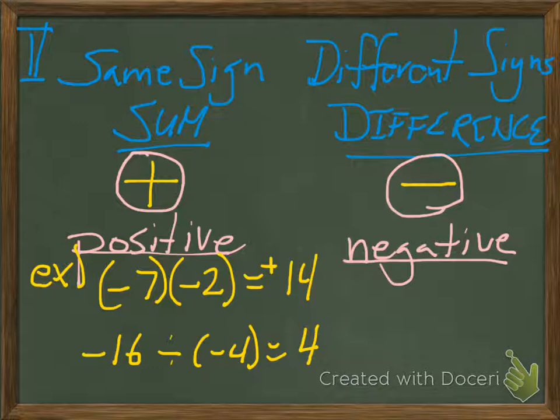What if the two things have different signs? So what would 3 times negative 5 be? Well, again, 3 times 5 is 15, but now they're different signs. One's positive, one's negative, so the answer is going to come out to be a negative 15.